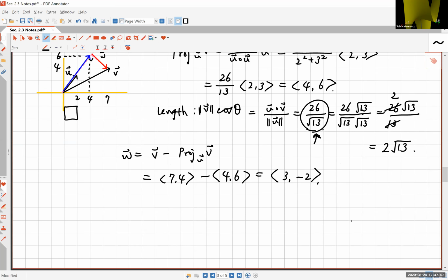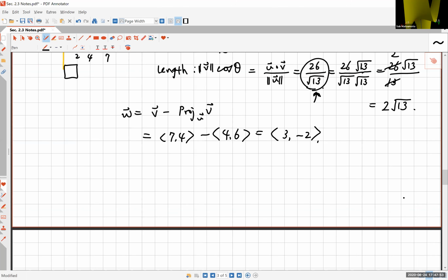All right, so again, it's not something that you will have to do every day or many times in this section, but sometimes they will ask you to not only find the projection, but also the length of the projection and the complement, the orthogonal complement.